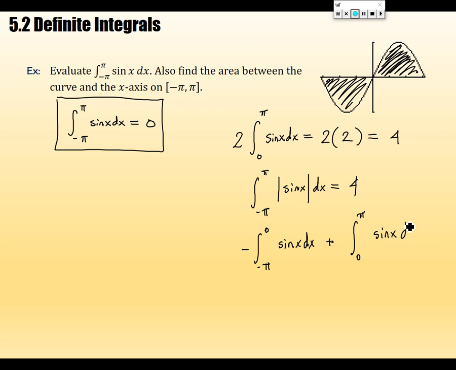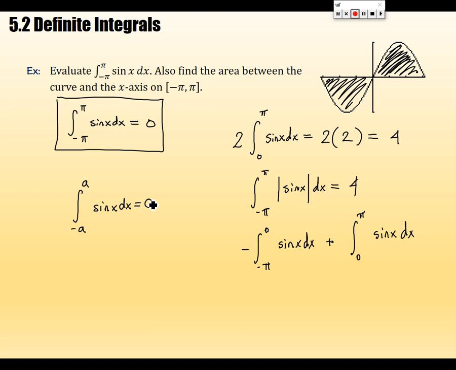Does anyone want to make a conjecture? I heard someone saying something about the symmetry of this graph. Maybe a stronger conjecture. Let's try to generalize this as much as possible. What is the integral from negative a to a of sine x dx? 0. Why? Same concept. Okay, sure. What's the concept? Yeah, it's really about the fact that sine is odd.